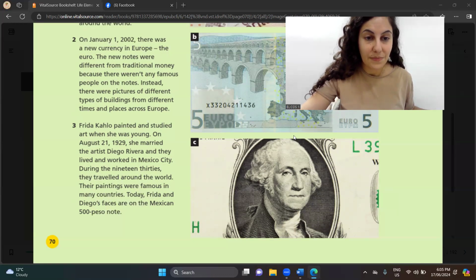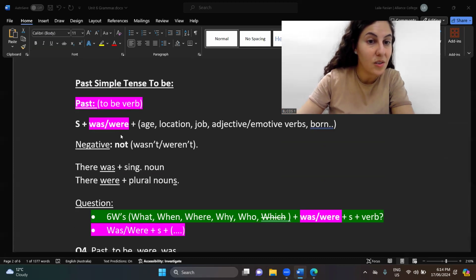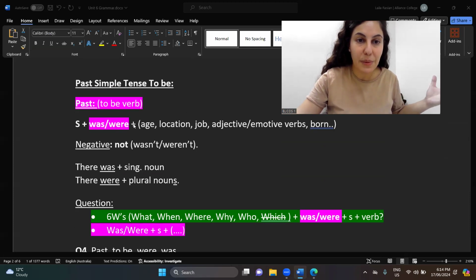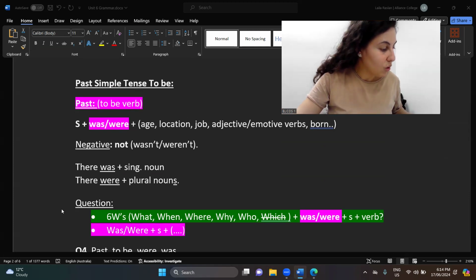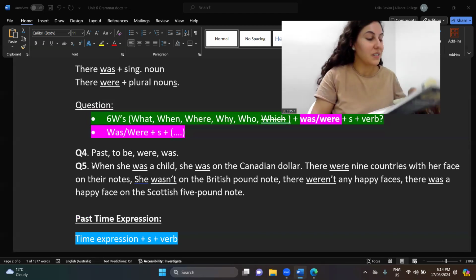So we're going to go back to the past simple tense where we looked at the verb to be. Remember, was or were, depending on I was, you were, he was, she was, it was, we were, or they were. So we use this verb again when we talk about our age, our location, our job, some emotive verb. And we're going to practice looking at this verb to be, writing for number 5 about the Queen. Okay, Queen Elizabeth II. So let's read together and do it together.